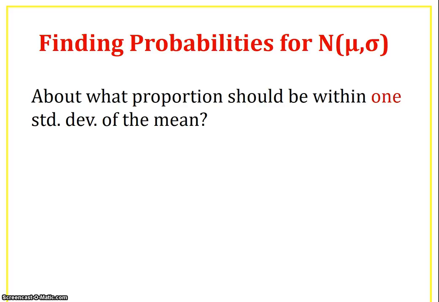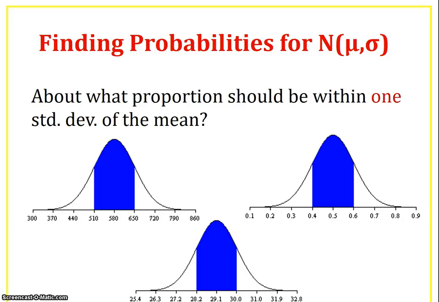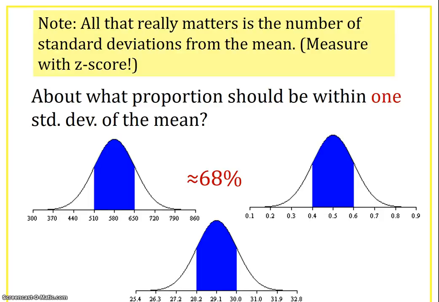Now, I mentioned that normal distributions all have the same density, and so the proportion that would be within one standard deviation of the mean is the same for all normal distributions. Here are 3 normal distributions. They all have different means and different standard deviations, but within one standard deviation of the mean, we have about 68% of the area for all 3 of these distributions. So all that really matters when we're trying to figure out areas is the number of standard deviations that our values are, where we're defining this range from A to B. How far are those from the mean? And we can measure that with z-scores.